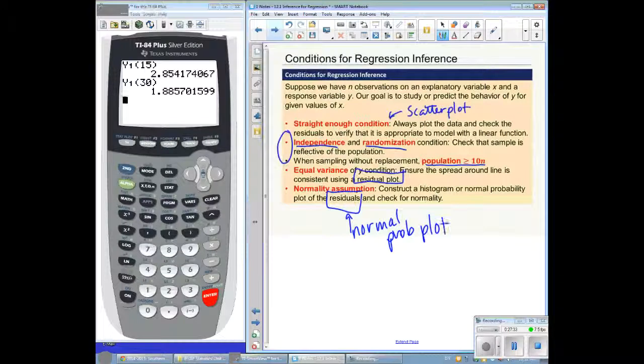So each one of your inferences, you have the same 3 conditions that we've always had. The independence, randomization, and your population has to be at least 10n. The 3 that are new are your plots. You're going to have a scatter plot. You're going to be able to look at your scatter plot and say, yeah, the data looks pretty normal. It looks straight enough. You're going to do a residual plot and show that the points are evenly scattered about the line. That's our equal variance. And then you're going to do a normal probability plot on your residuals and show that it's normal. And then those are the other 3.